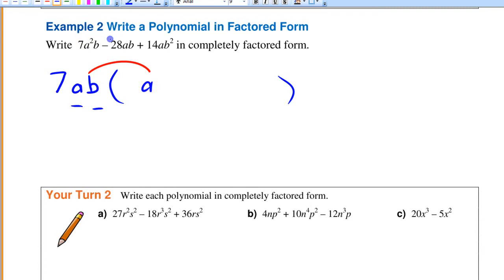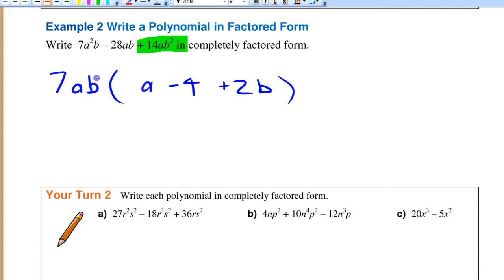Now, if we're looking at the second term, it is 28ab. I have 7ab, so I need this to be minus 4, and that's it, because I already have the ab. I already have the ab, don't need any more variables here. And then the third one has to be, what I got here, 14ab squared. I got 7ab, so what I need is a plus 2. I already have my a, but I need a b there.